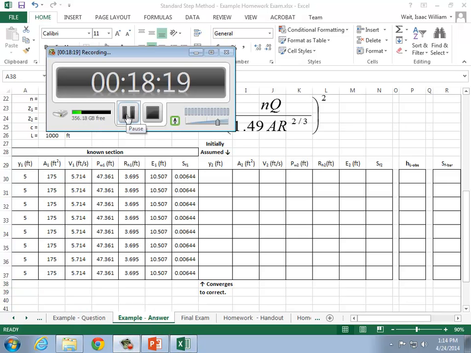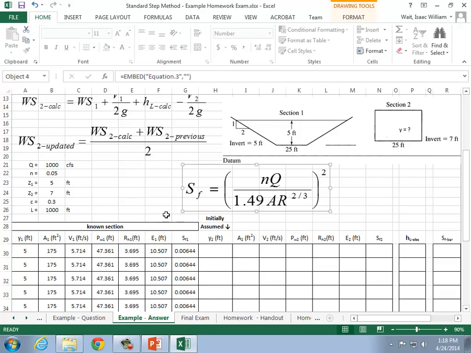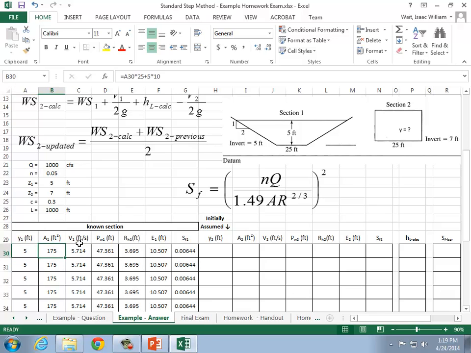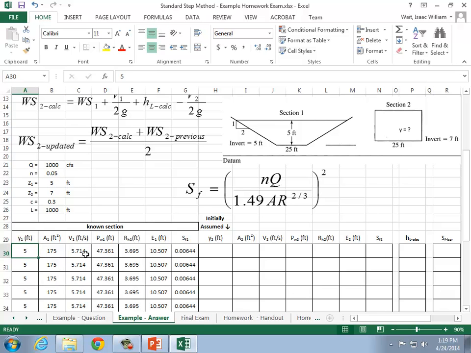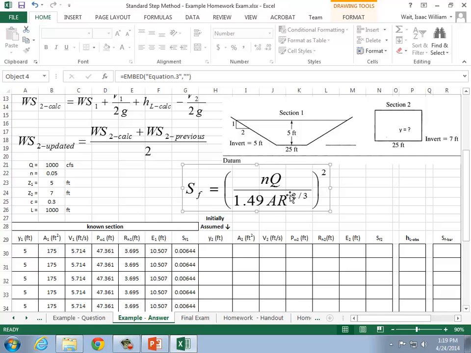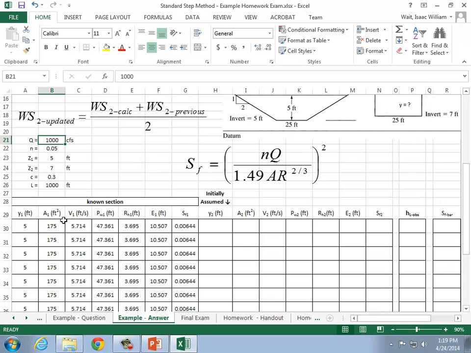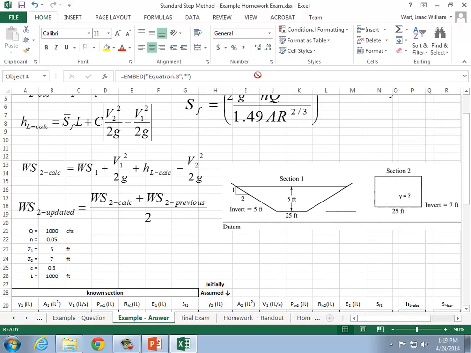Let me pause for a minute to let you catch up. So we entered the known depth. Based on that, calculated the cross-sectional area for section 1. The velocity was Q divided by A. The wetted perimeter was the base width and the length of both of the sides on the trapezoid. The hydraulic radius is area divided by wetted perimeter. Energy is simply this formula here. It is the Z1 plus Y1 plus velocity head based on this velocity. And then we calculated the slope of the energy grade line at 1 using Manning's equation and the geometric parameters for the section there. So the area that we just calculated, the hydraulic radius we just calculated, and the known n value and Q that's provided in the problem statement. So that's a brief run through on how we prepare the information needed for the known section.